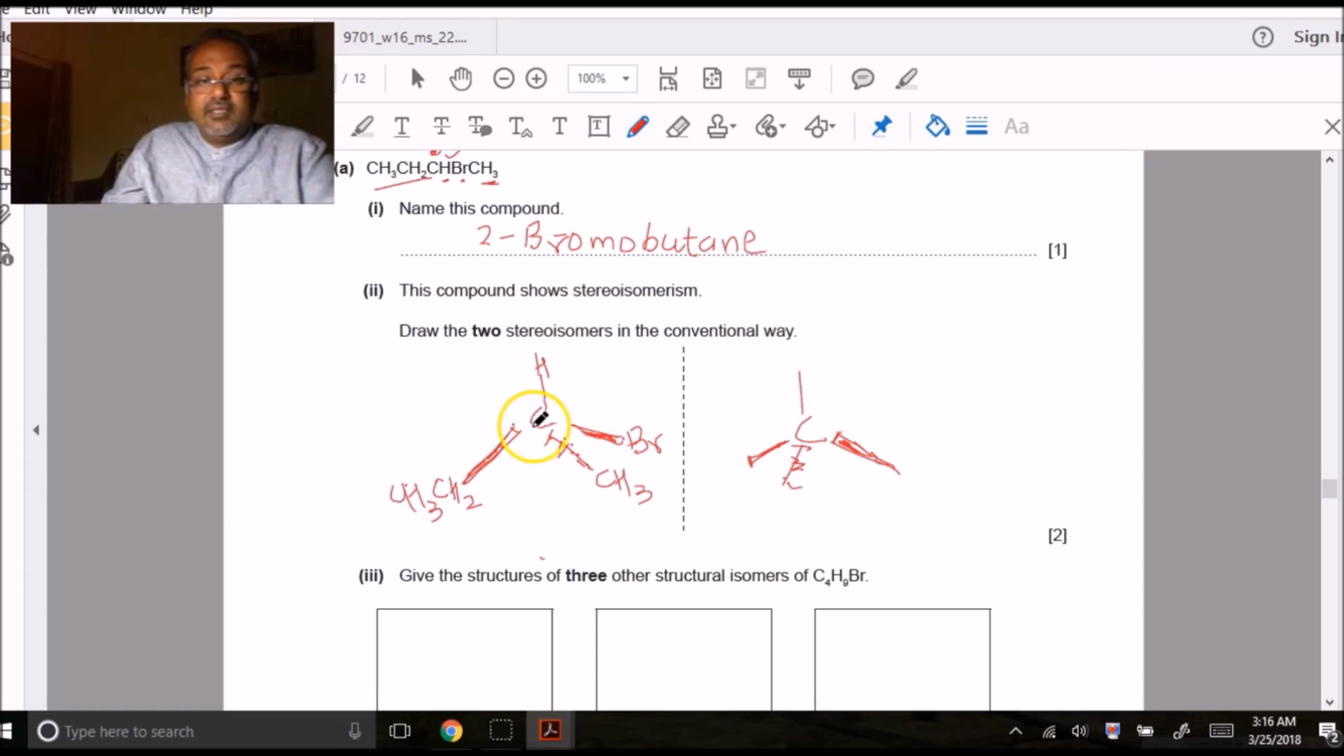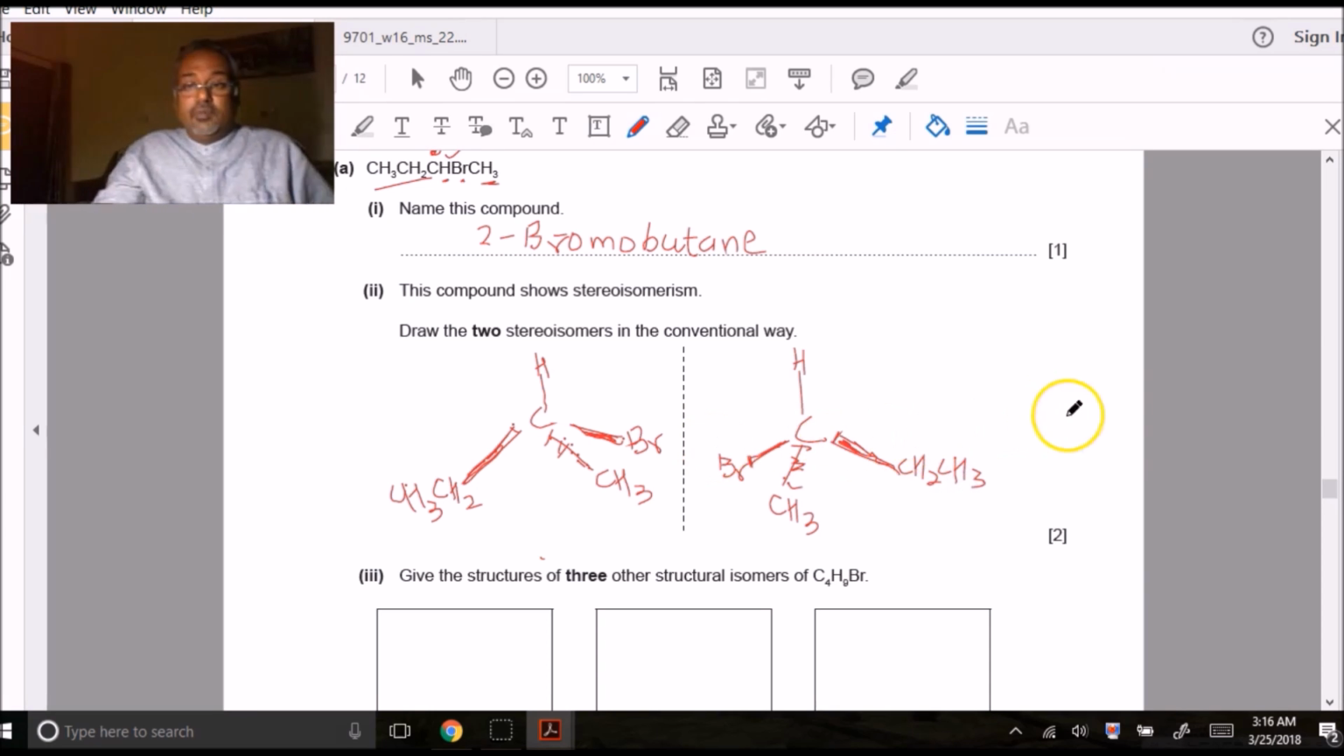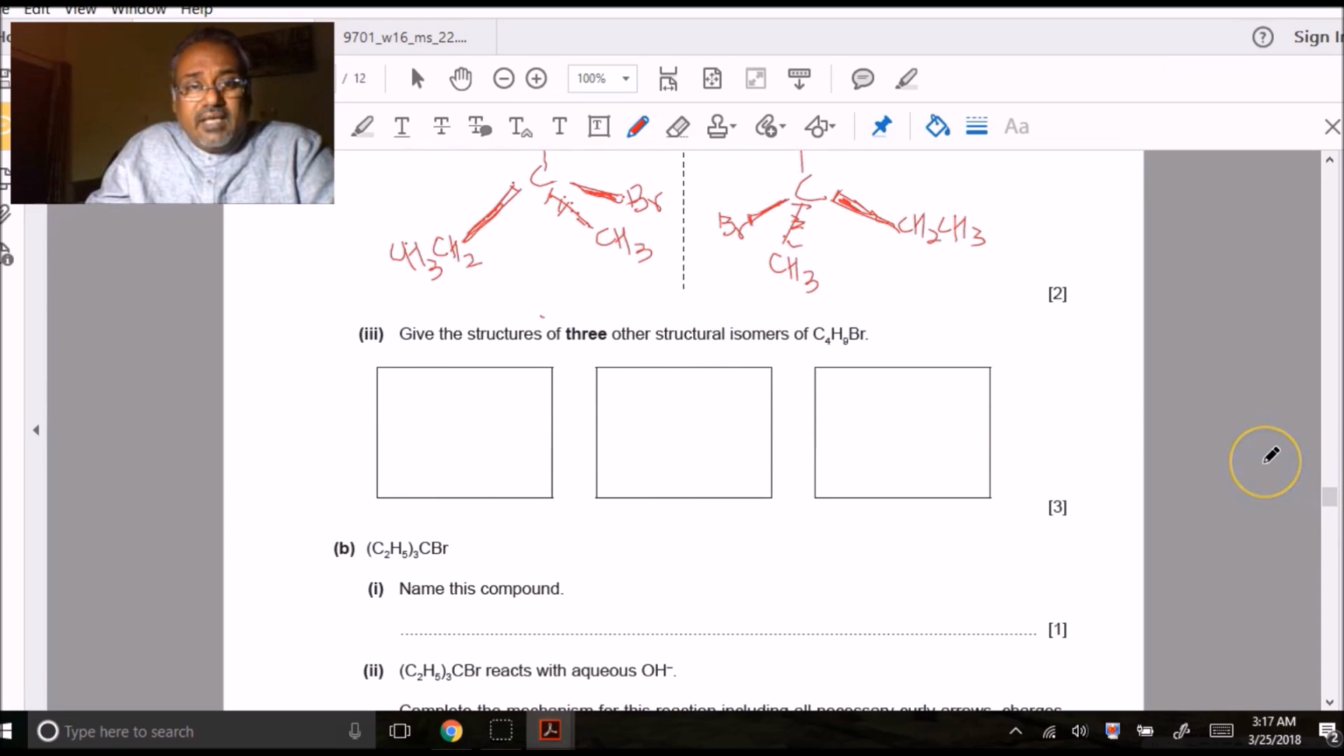Once I finish there, for the mirror image, the H remains here, the Br comes in here, CH3 comes in here, and this becomes CH2CH3. That's my 2 optically active isomers. Remember, optically active isomers are the ones able to rotate plane polarized light to the right or to the left. We don't have to know the details of that in the AS syllabus.